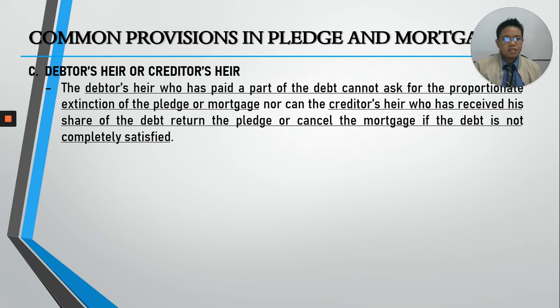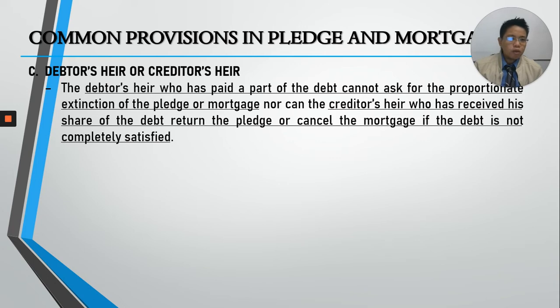But remember here, class, that this debtor, this heir number 1, cannot ask for the proportionate extinction of the mortgage. Hindi niya pwedeng sabihin na, pwede ba yung mortgage over yung 100 square meter portion be already extinguished? Kasi nakabayad na ako ng portion. Hindi. Because remember, indivisible ang ating pledge or mortgage. What else? In case naman of the creditor, creditor's heir who has received his share of the debt cannot return the object pledged, or cannot cancel the mortgage hanggat hindi pa nababayaran yung buong utang.